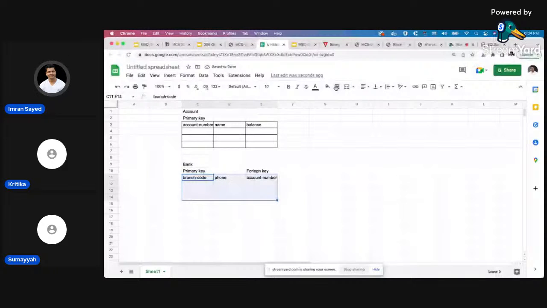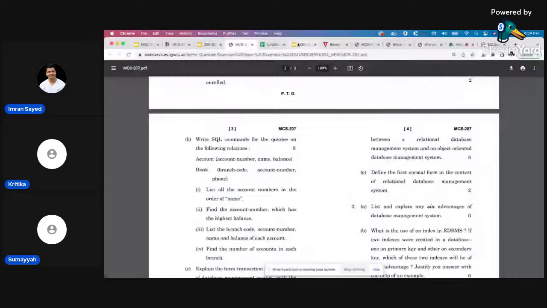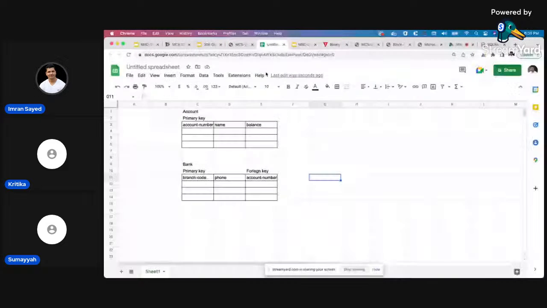List all the account numbers in order of their name. So where does the account number live? It lives here, in the order of their name. So this will be like select. You want all the account numbers. So account number from account table.